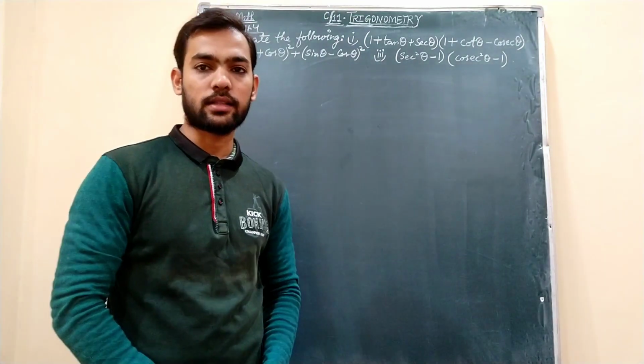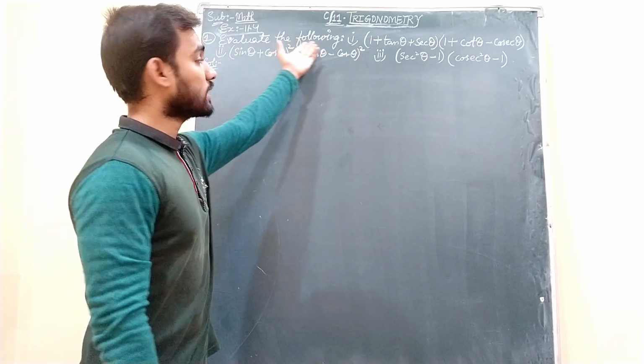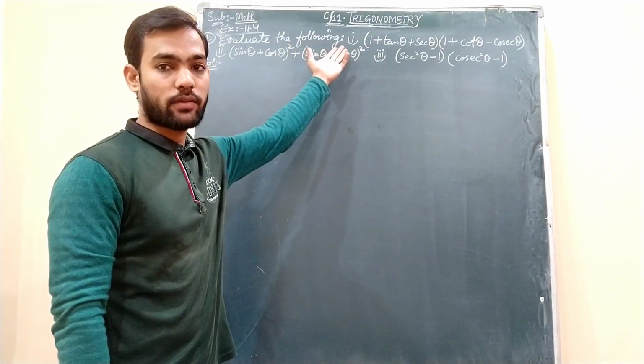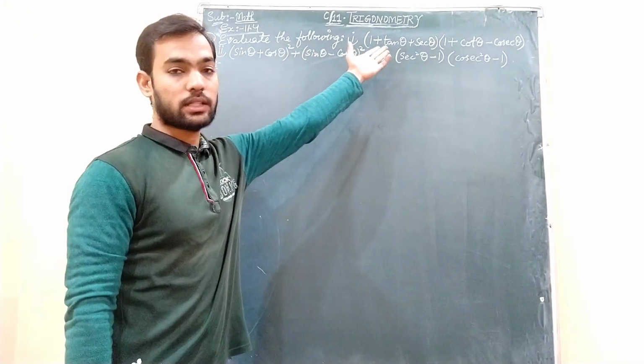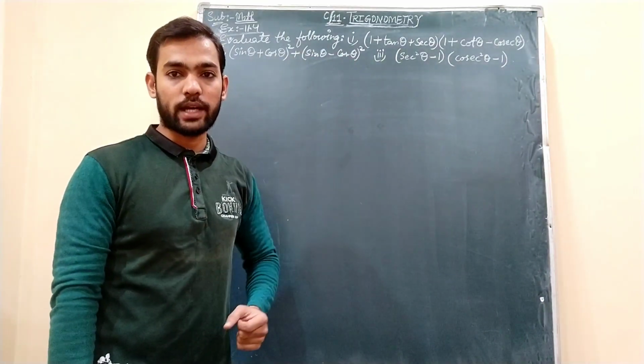So this is exercise 11.4 question number 1 that says evaluate the following, which means you need to find out the value of this, the first bit, second bit, and third bit. All three expressions' values you need to find out.